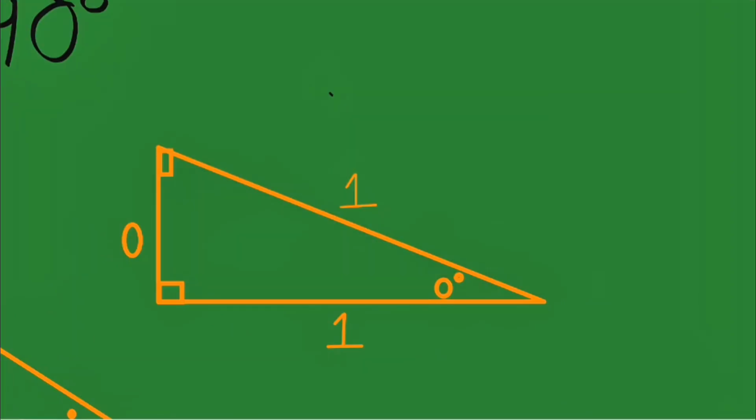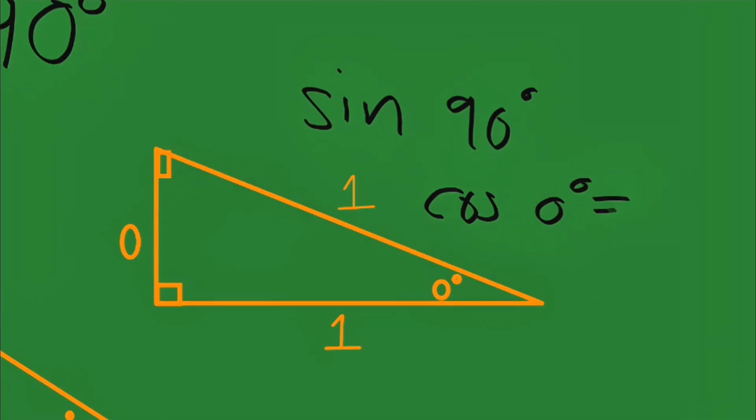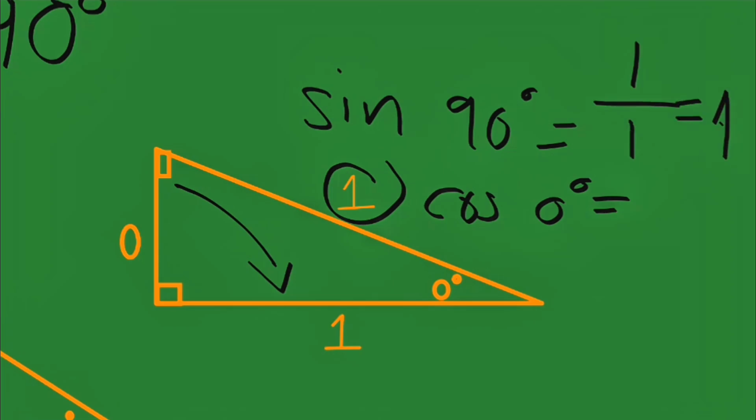If we had to determine sine 90 degrees and cos 0 degrees, if we had to work out sine 90 degrees, the opposite side of this 90 degrees is this side right here. That's the opposite side. So that was going to be 1 divided by the hypotenuse. This is still the hypotenuse, which is 1. So the answer for sine 90 degrees is 1.